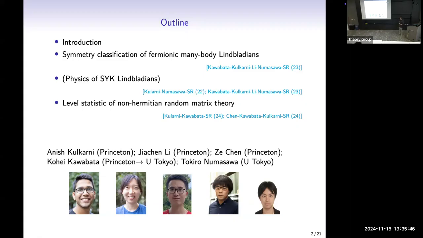But today I will focus not so much on the physics of SYK models, but more on the symmetry aspect of the problem. And then the second part is not so much about the SYK model, but really a random matrix theory approach to open quantum systems.